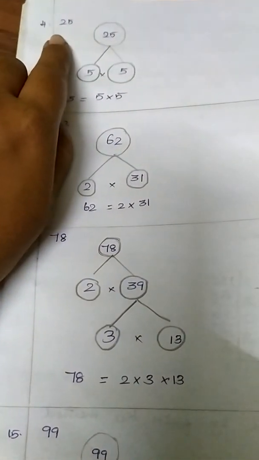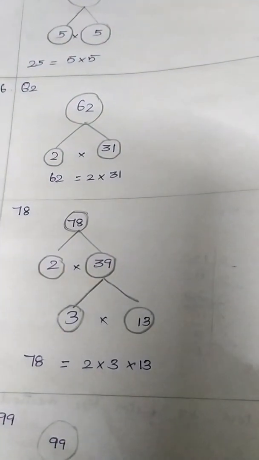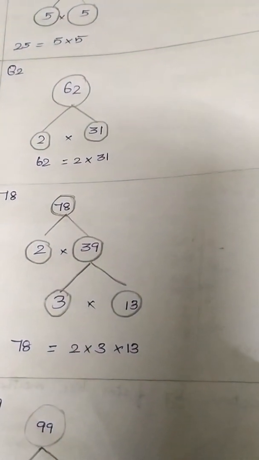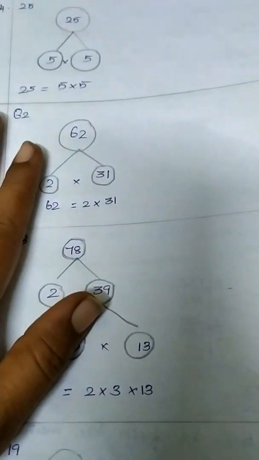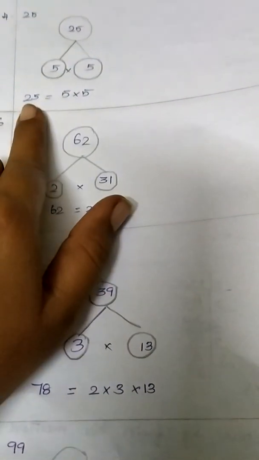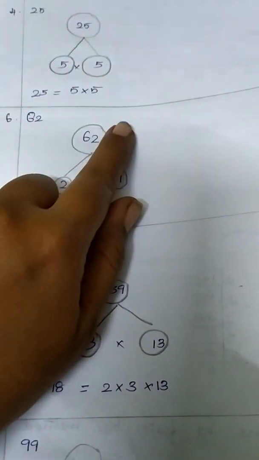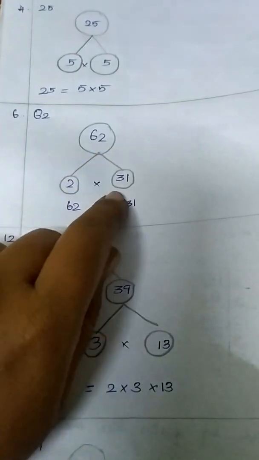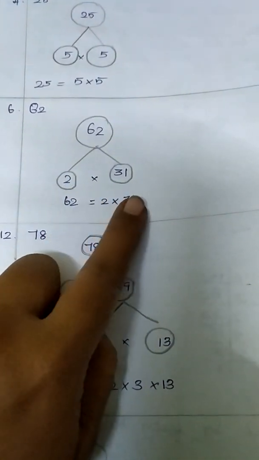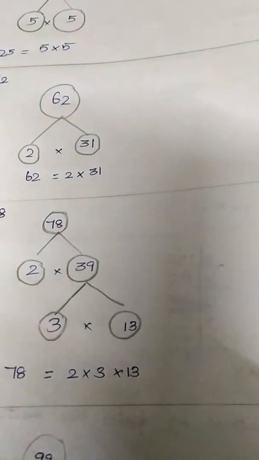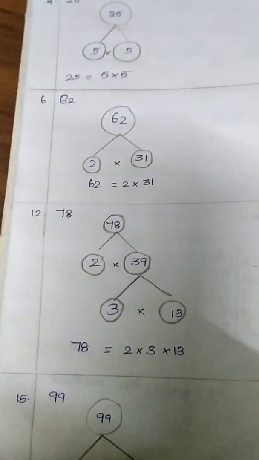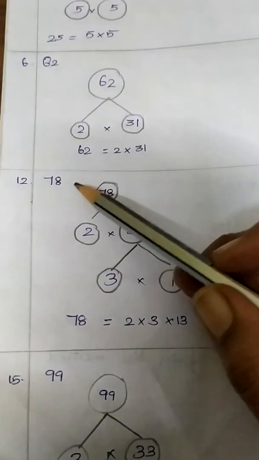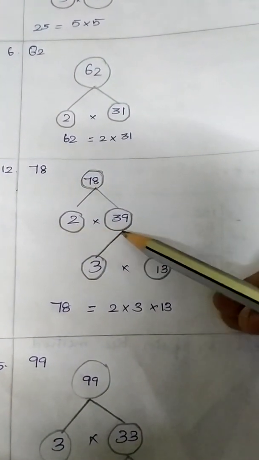Next problem, 25. 25 will come in the 1 table, 5 table, 25 table. So we are going to split 25 as 5 5s are 25. 5 is a prime number, we cannot split it more. So our answer is 25 is equal to 5 into 5. Next question is 62. 62 we can split as 2 into 31. 2 is the smallest prime number and 31 is also a prime number. We cannot split them, so we are stopping with this and writing 62 as the prime factors 2 into 31.